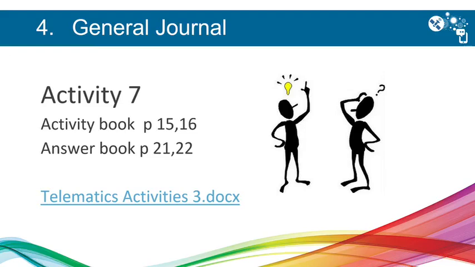The next activity that we're going to do is where we post from all the journals, including the general journal, just not the petty cash journal, but all the journals to the ledger accounts, and also completing the general journal. And that is activity 7, page 15 and 16 in your activity book, and page 21, 22 in your answer book.